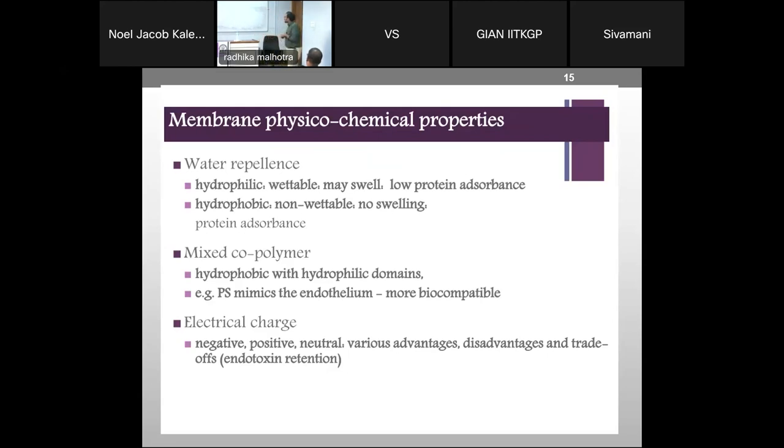Okay, fine. So it can't be extremely hydrophilic, and it can't be extremely hydrophobic. You need a balance somewhere in between. So you go for mixed copolymers, like hydrophobic with hydrophilic domains. For example, polysulfone. Polysulfone has both hydrophobic carbon chains and sulfone groups, right? Do you all know the structure of polysulfone? Yes, the double bond S. So it has a hydrophobic backbone with hydrophilic domains. That is why polysulfone is used.